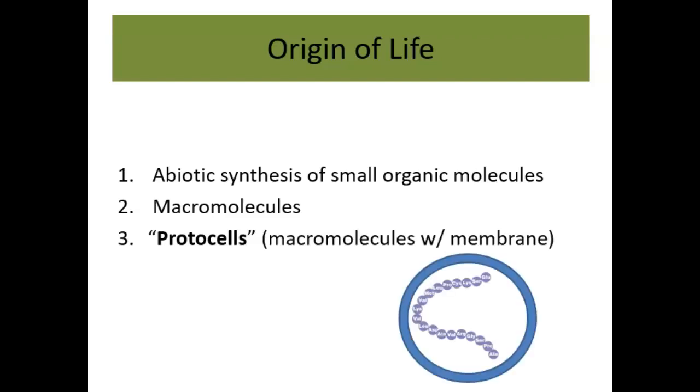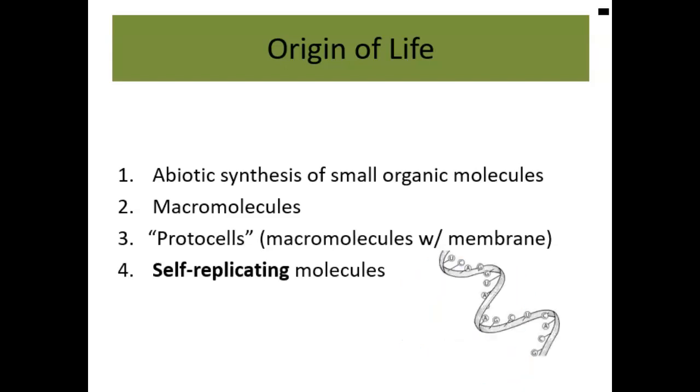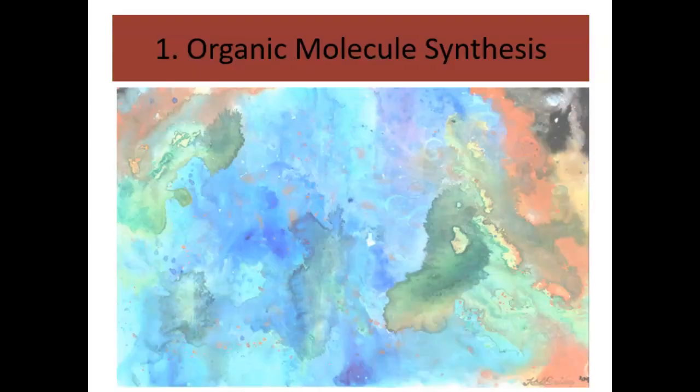And a protocell is basically going to be a membrane around some of those macromolecules. And then finally, an important last step to have actual life is you have to have molecules that can replicate so that you can pass on information from one generation to the next. So once you have all four of these steps, then you can have a living organism. So we're going to talk about each of these steps and what we know about how it might have happened. Okay, so step one. We need those small organic molecules to be produced abiotically.